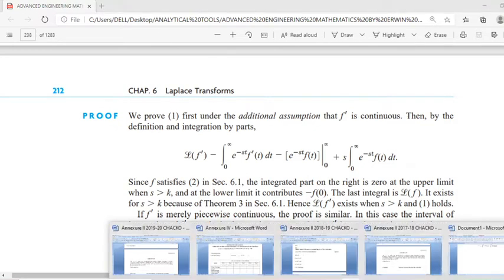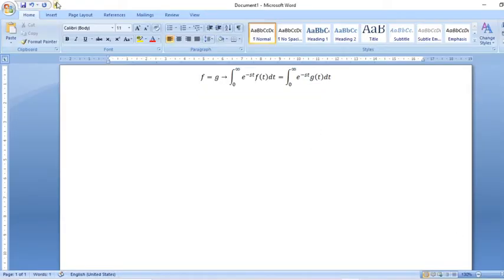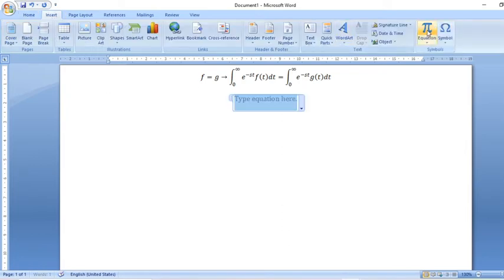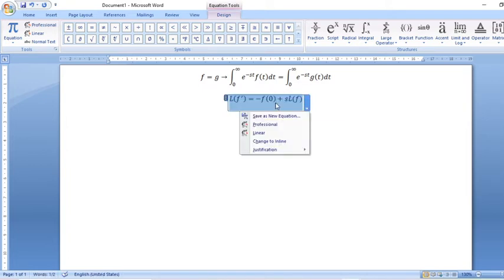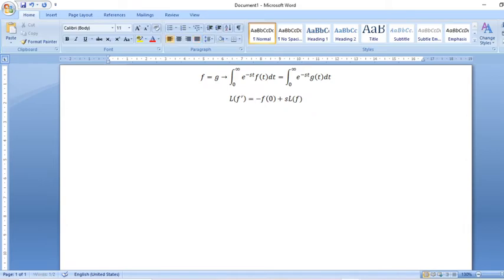So you will get, what will be the step? L of f dash equal to minus f of 0 plus s into L of f, right? So this can be rearranged again. Okay, so this can be rearranged like this. We can put this term at first. Okay, so what is the result? L of f dash is equal to s into L of f minus f of 0.